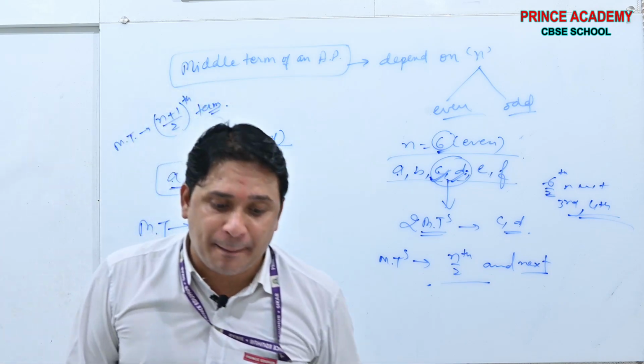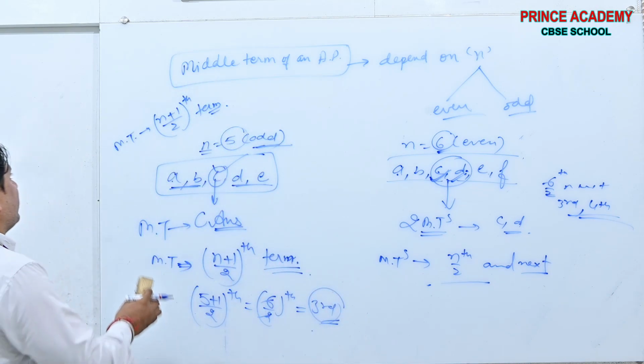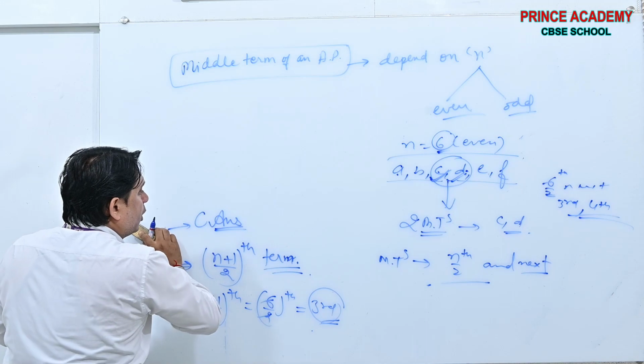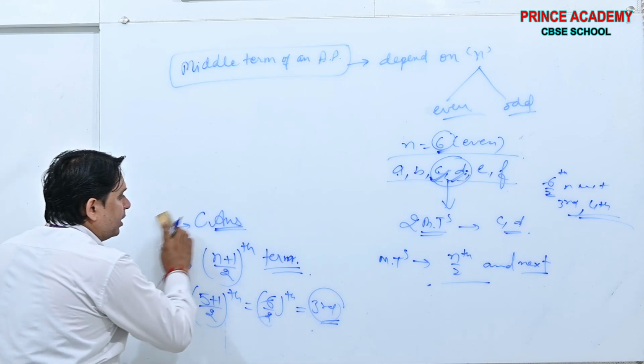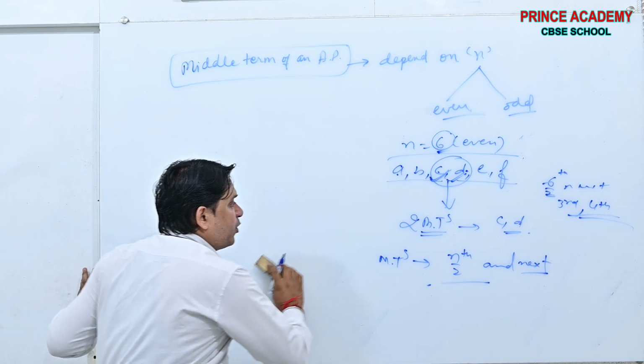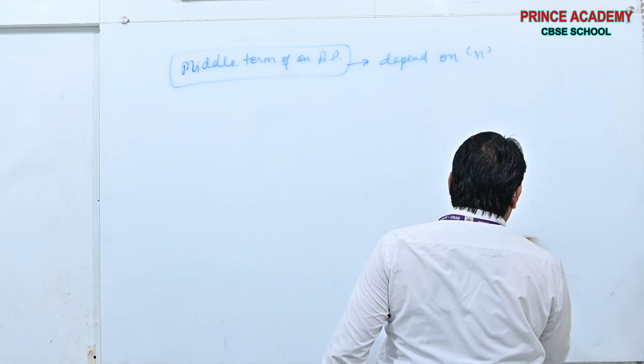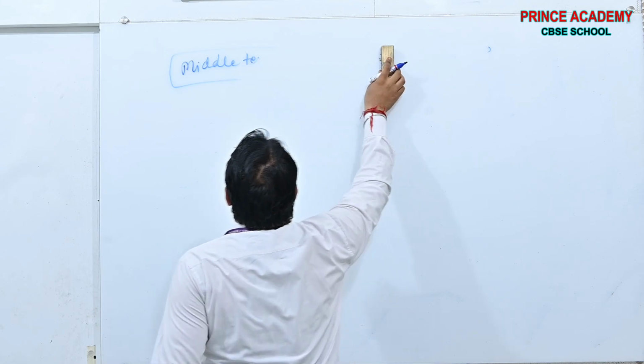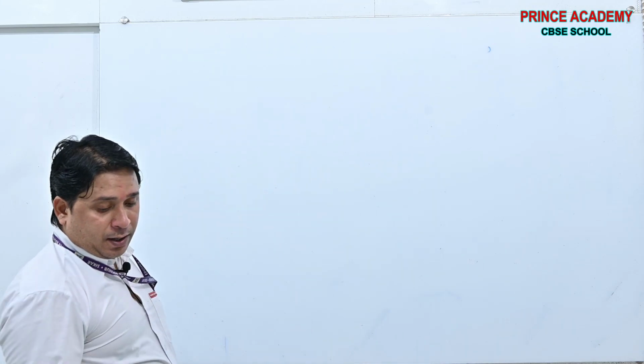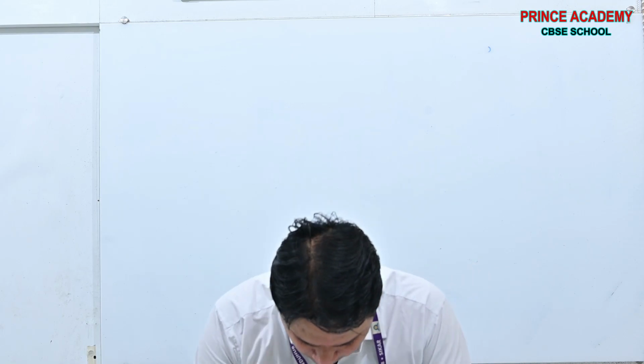How to find the middle term of an AP? See, once again, I am repeating the concept. Sorry, I did it roughly, but you can understand. If you want to take the screenshot, you can take it by rewinding the video. See, now see. What is the question given?